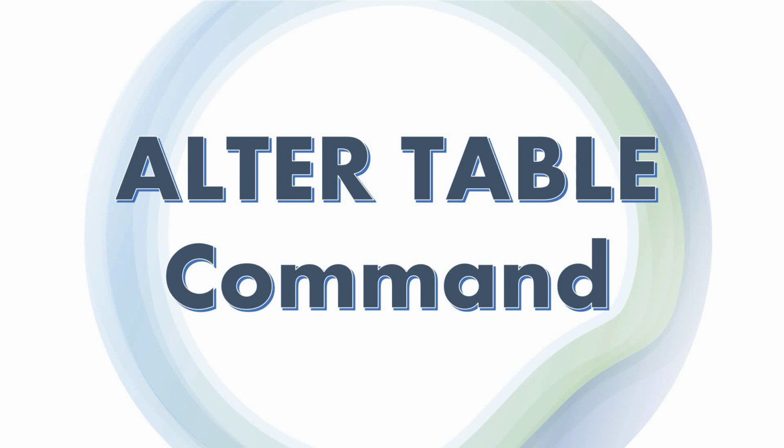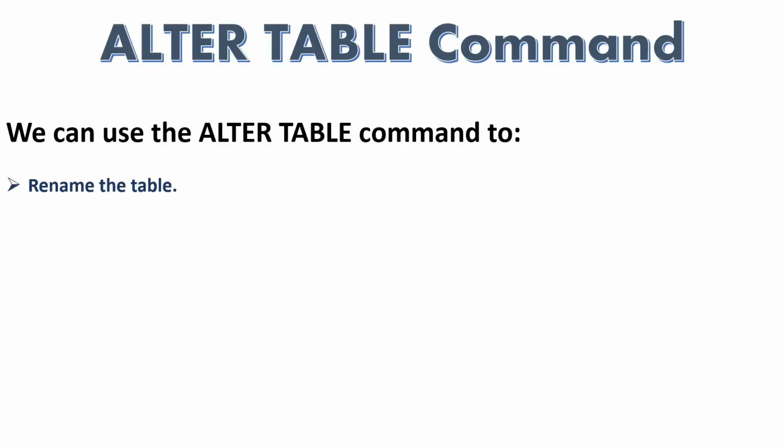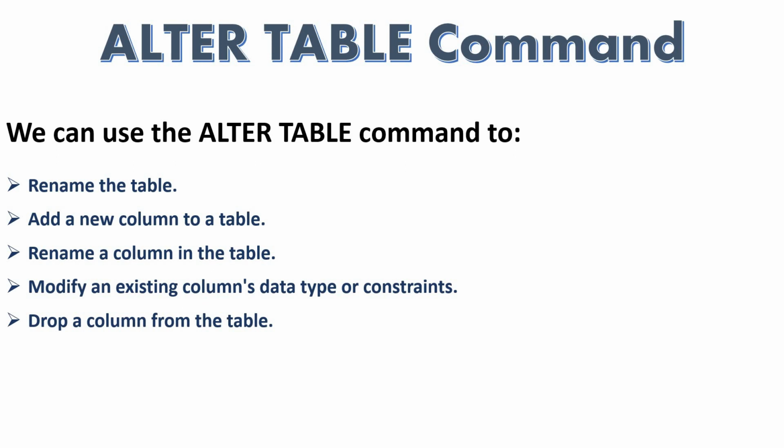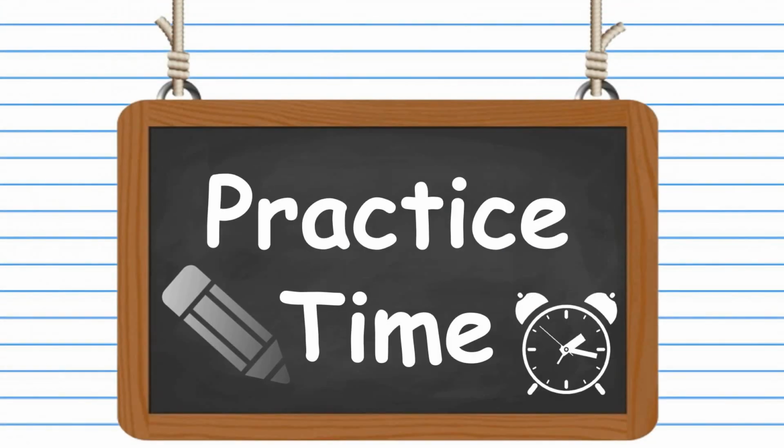So guys, with the help of the alter table command, we can rename the table, or we can add a new column to an existing table, or we can rename a column in the table. And with the help of this command, we can also modify an existing column's data type or constraint, or we can drop a column from the table. So now let's see one example of each of them.